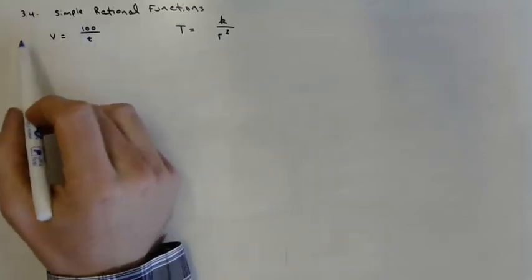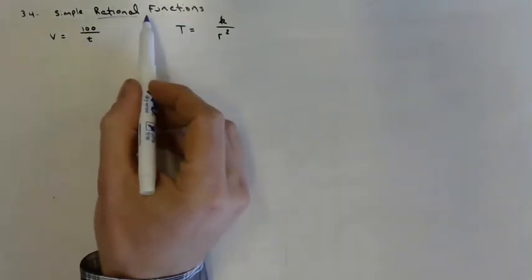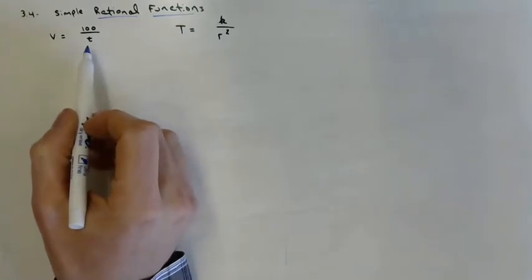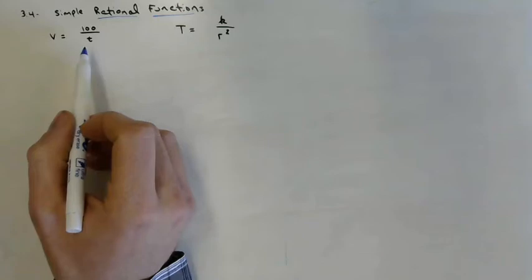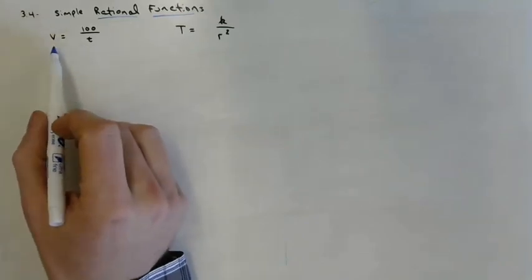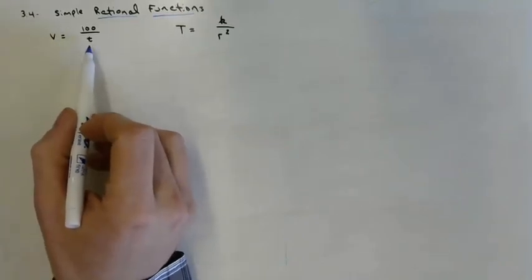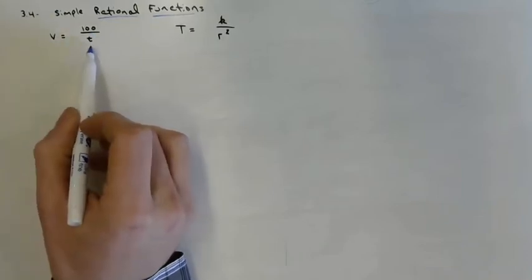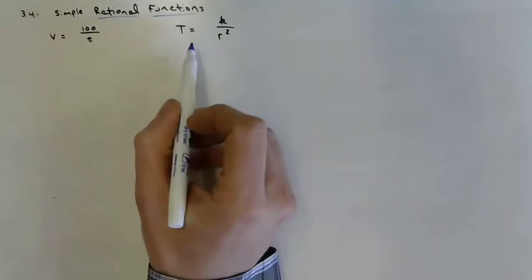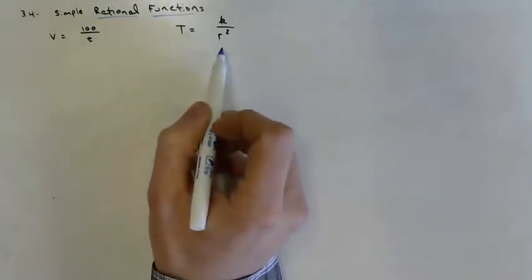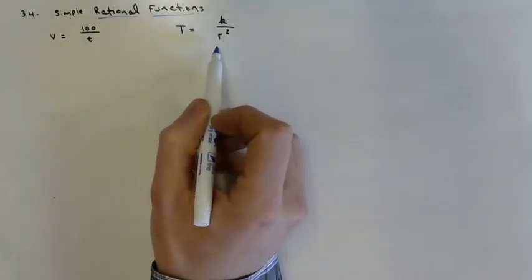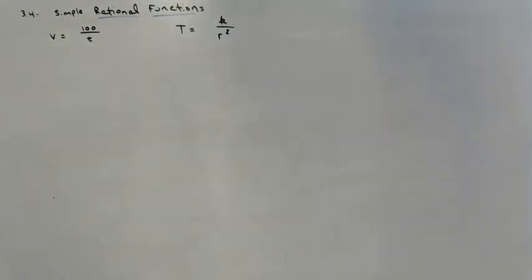This is just two quick examples of what rational functions look like or could be used for. This one relates velocity in kilometers per hour required to travel 100 kilometers to time. So it relates velocity to time taken to drive 100 kilometers. This one relates the temperature to the distance that you are away from the sun. So two rational expressions, rational equations, just to give us some context.